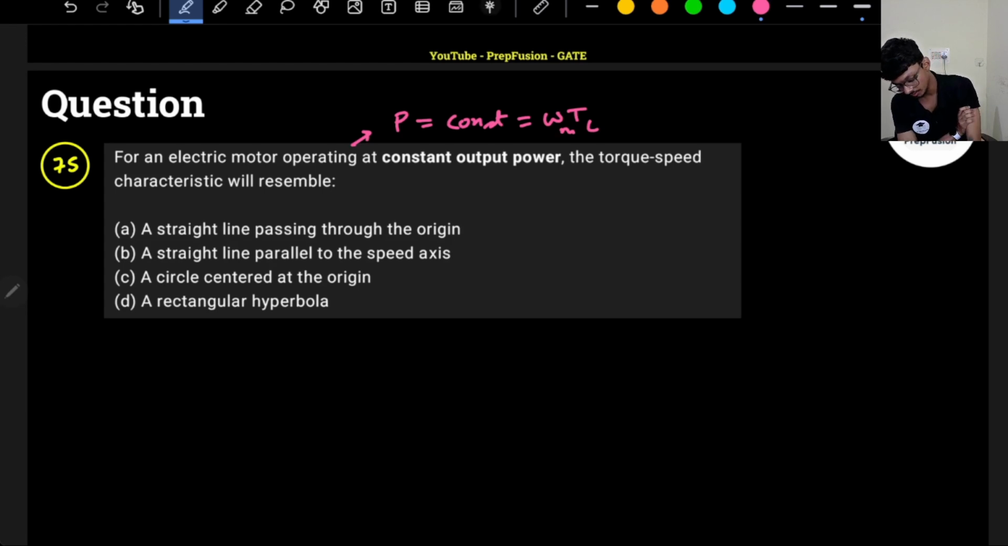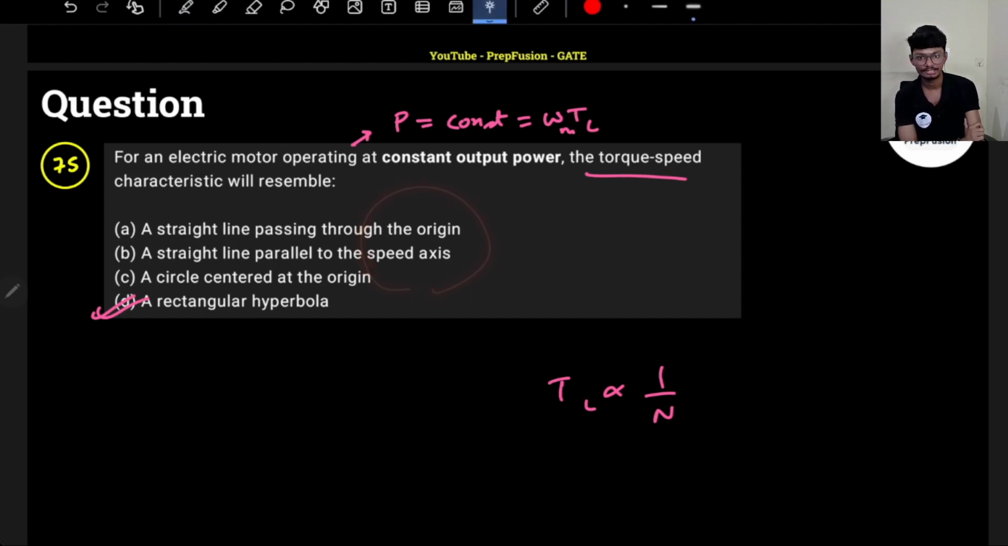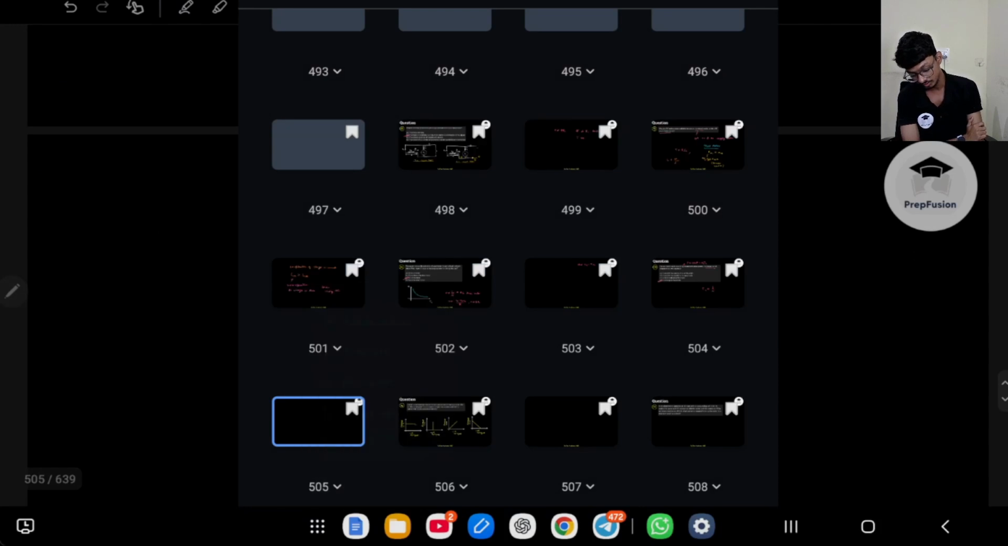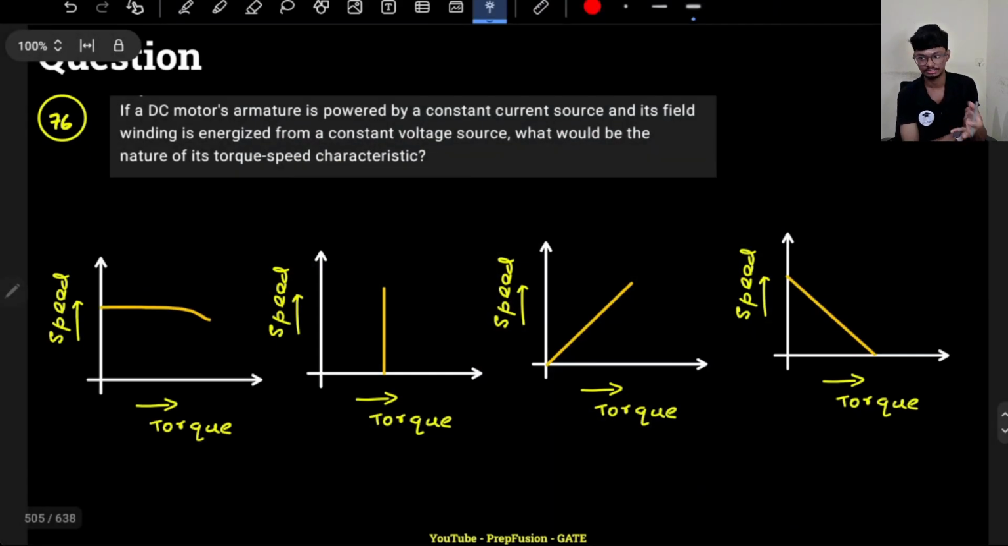So they are telling me what will be the torque speed characteristics. From here I can directly say that torque will be inversely proportional to speed, or speed will be inversely proportional to torque. So it will be like a rectangular hyperbola. So option D will be correct. All these other options are incorrect. Okay, so that is what this will be. This we will discuss in the speed control in the next lecture.